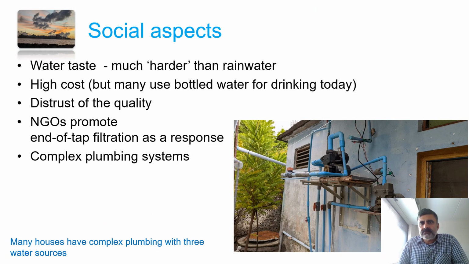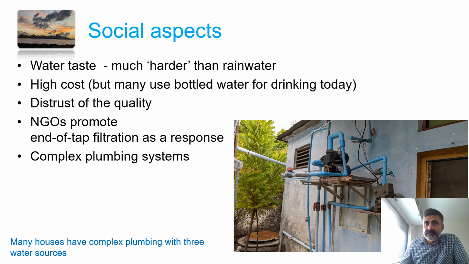Let us look at the societal aspects of these systems. Inhabitants of outer islands have been used to drinking rainwater whose hardness is very low. The water supply is much harder than rainwater. Many people don't like to drink it. Those who can afford bottled water spend hundreds of dollars per month per household buying bottled water. This also creates a big plastic pollution problem as the islands lack good solid waste management systems.